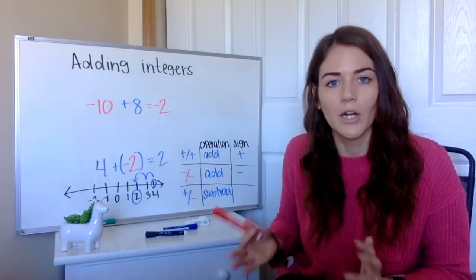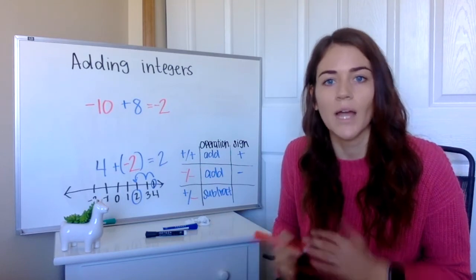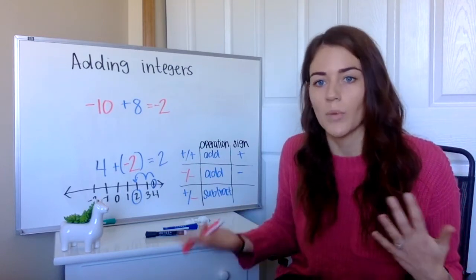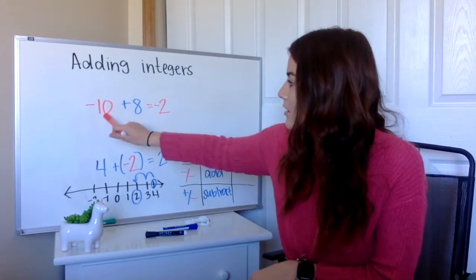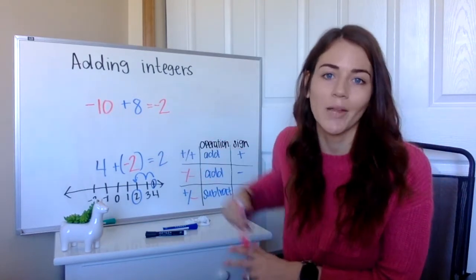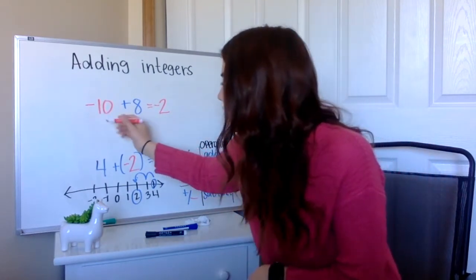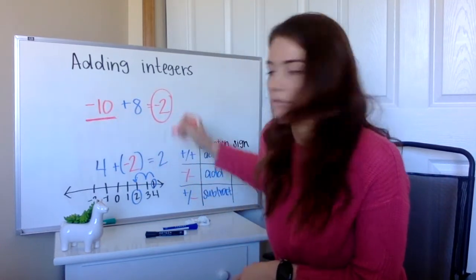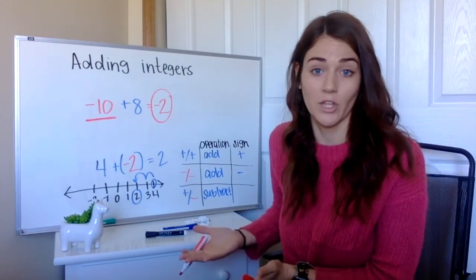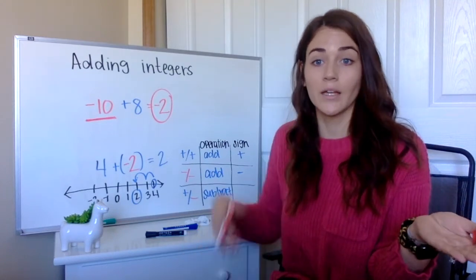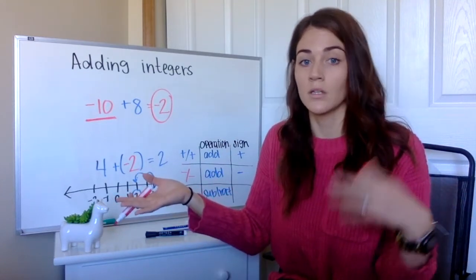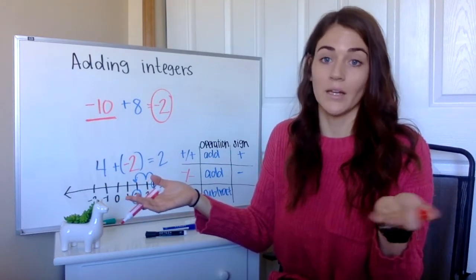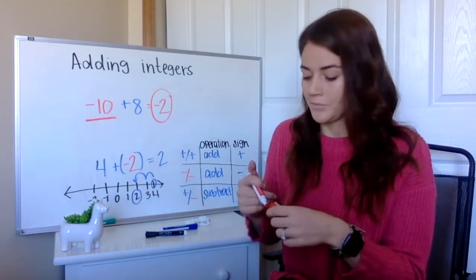Well, if you think about our models, they're going to cancel out until you have one left, either positive or negative. If you look here, if we ignore the signs, is 10 or 8 bigger? We have more negatives here, so that means we're going to be left with negatives. Think about our models. If I had 10 red and 8 blue, I'm going to only have red left once they cancel out.